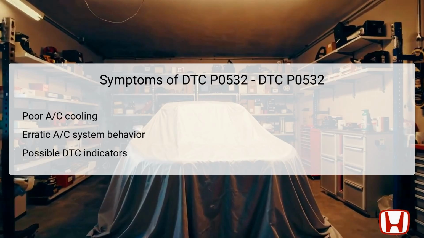The symptoms associated with DTC P0532 generally reflect deficiencies in the air conditioning system's performance. Drivers may notice poor cooling efficiency, as the AC system relies on accurate pressure readings to operate correctly. Other possible symptoms include erratic behavior of the AC system, such as fluctuating temperatures or unexplained system shutdowns.